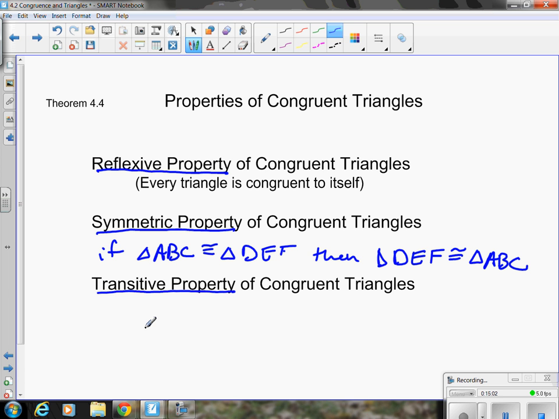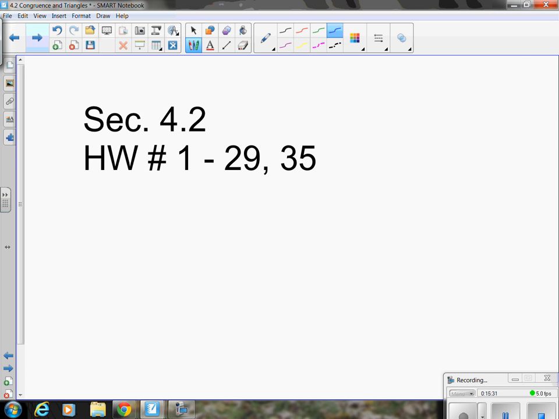Transitive property is you go from triangle 1 is congruent to triangle 2, and triangle 2 is congruent to triangle 3, then triangle 1 is congruent to triangle 3, right? You skip over. So I kind of shorthanded it, but we've done a lot with that stuff in other sections, so hopefully you know those. There's your homework.